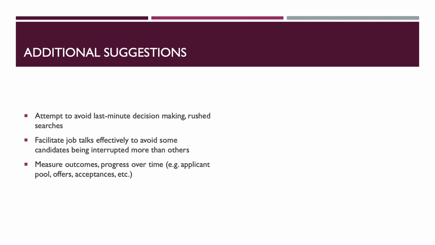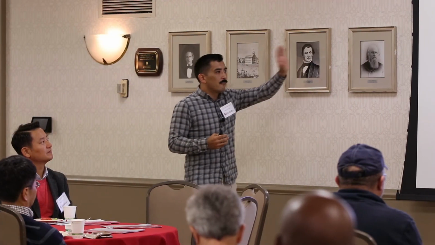So some final additional suggestions, and this goes back to the idea that stereotypes are most used unconsciously when we are busy, when we're frustrated, when we have somewhere else to be. Try to avoid last-minute decision-making. I know this seems very basic, but it does have an effect on how potent stereotypes are. So try to avoid last-minute decision-making and rushed searches.